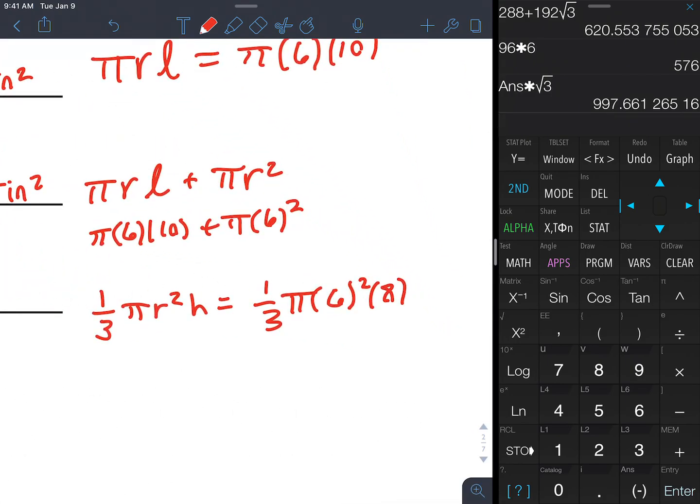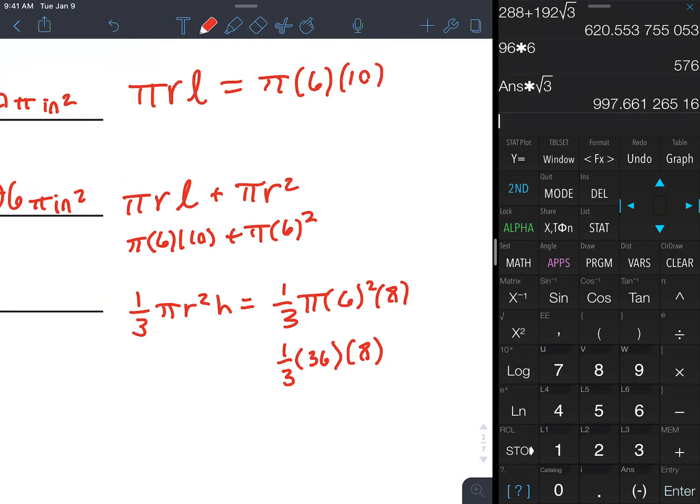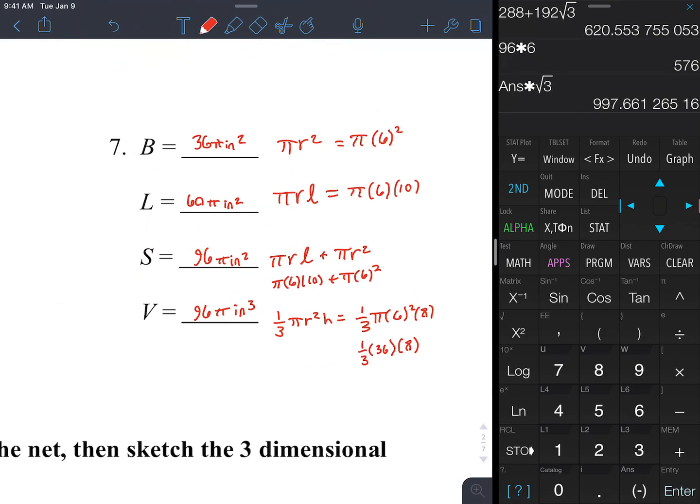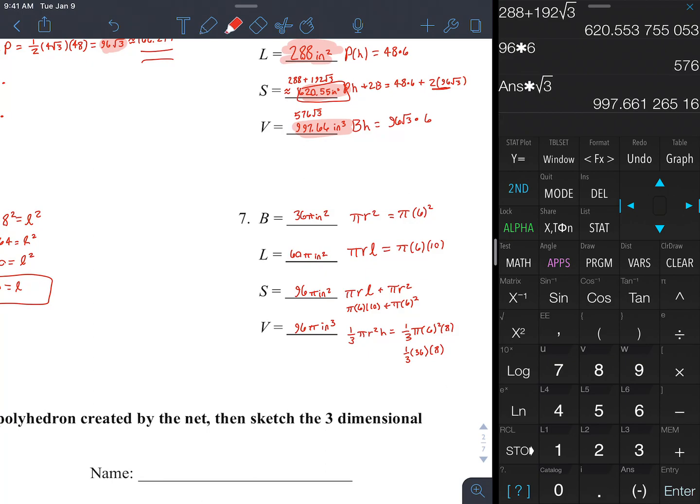Okay. Now I know 6 squared is going to be 36. And a third of 36, or 36 divided by 3, that's going to be 12. And then 12 times 8, I guess, would get you 96. Now don't get confused here. I know that is the same number as the surface area, but it's inches cubed, which is a totally different unit. And that's totally fine if you have different units. But sometimes, yeah, they'll come out as the same numeric value.